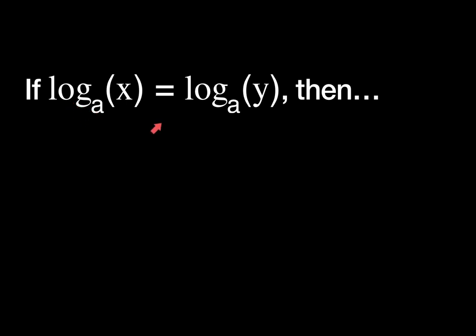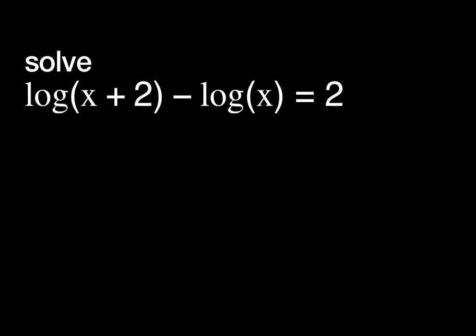If they have the same bases, and it's just one singular log, if the log of x is equal to the log of y, then what must be true? What do you think? If you take the log of x and the log of y and they're the same thing, then you must have taken the logarithm of the same thing. So then x equals y.